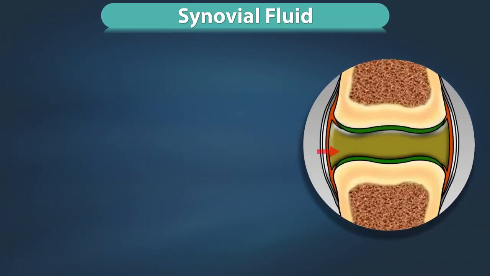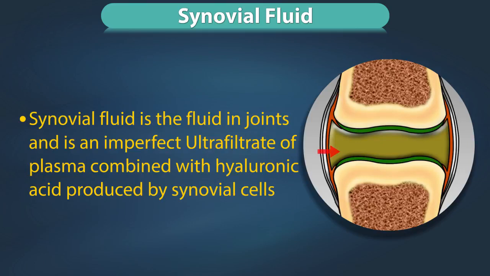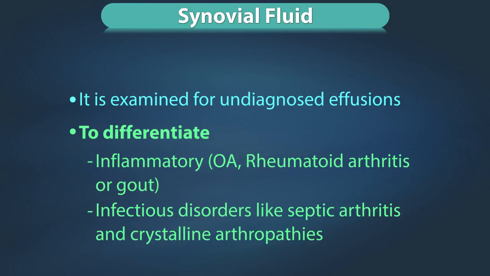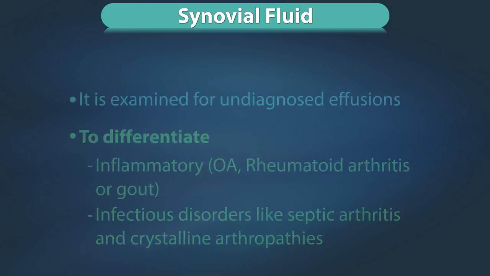Synovial fluid. Synovial fluid is the fluid in joints and is an imperfect ultrafiltrate of plasma combined with hyaluronic acid produced by synovial cells. It is examined for undiagnosed effusions to differentiate between inflammatory and infectious disorders like septic arthritis, and for crystalline arthropathies like gout.